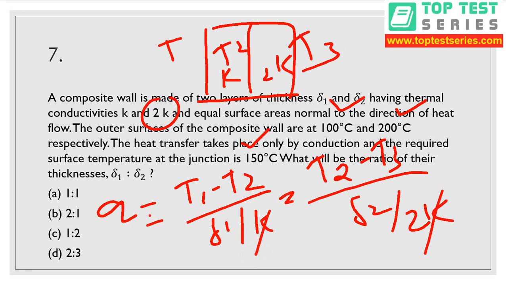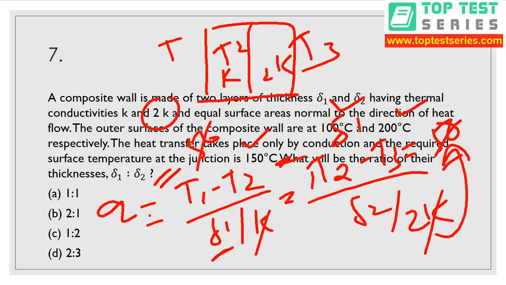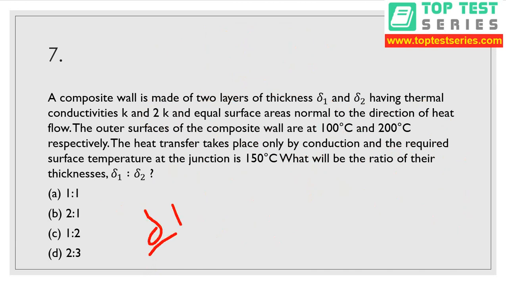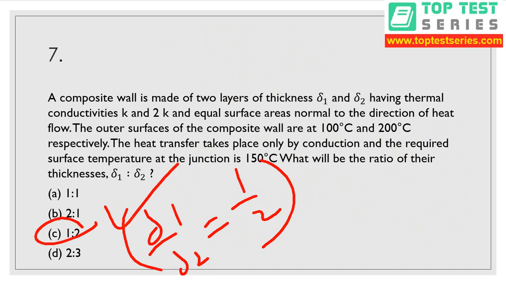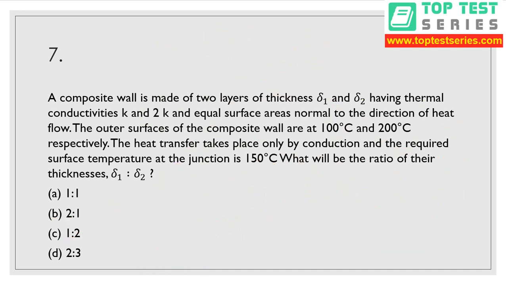So we have to find delta 1 by delta 2. So we have to send this delta 1 to this side, right? And let this one is 50. This one is 50. 50 get cancelled, right? This 2 will go upper side. Delta 1 will be here. So we have to send this 2 to this side. So 1 by 2. Therefore, you can simplify it very easily. So delta 1 by delta 2 is equal to what? 1 by 2. Therefore, option C is the correct answer for this question.